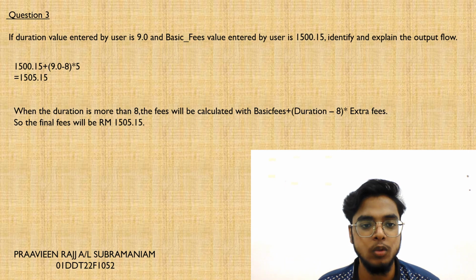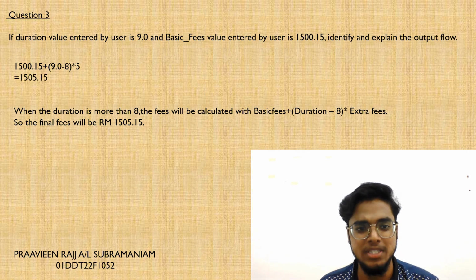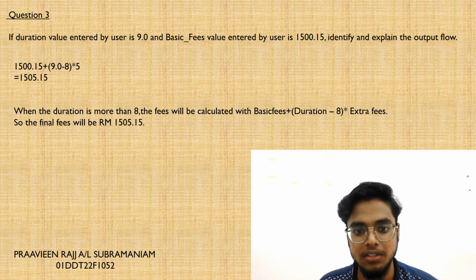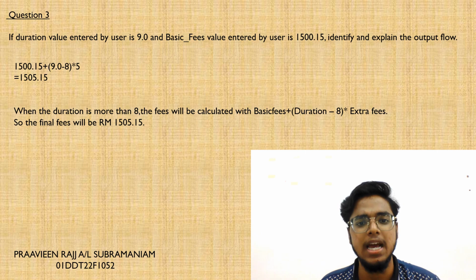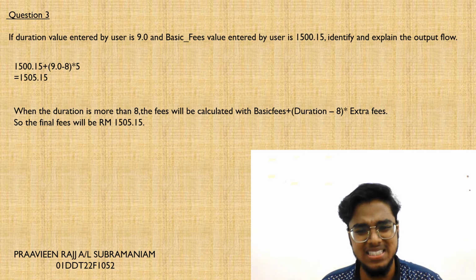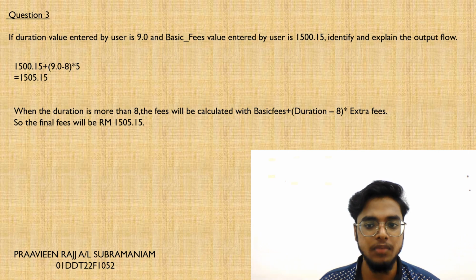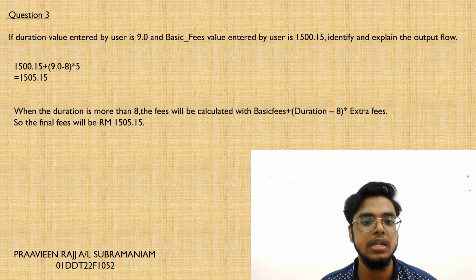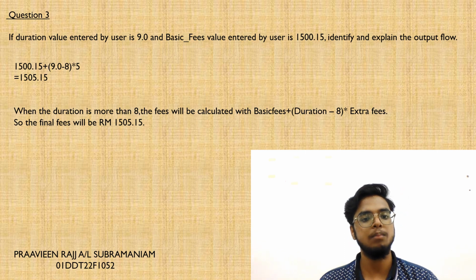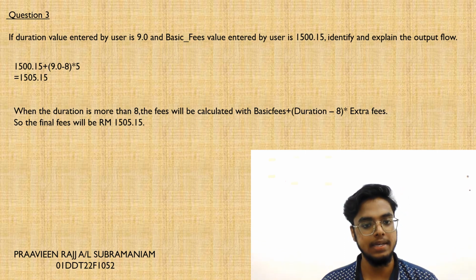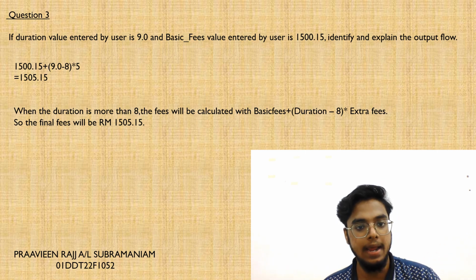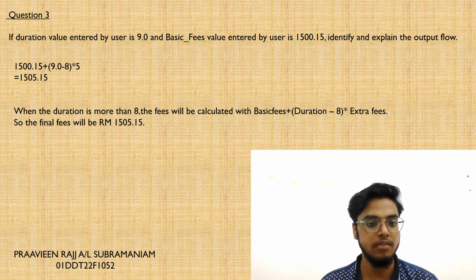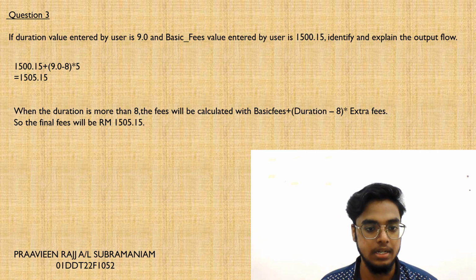Okay, I'm here to give an explanation about the additional question, which is question 3. Regarding figure 2, I'm going to read the question first. If the duration value entered by the user is 9.0, which is 9 hours, and the basic fees value entered by the user is 1500.15, identify and explain the output flow. In my opinion, my calculation would be 1500.15 plus (9 hours minus 8) times 5. So the output will be 1505.15.